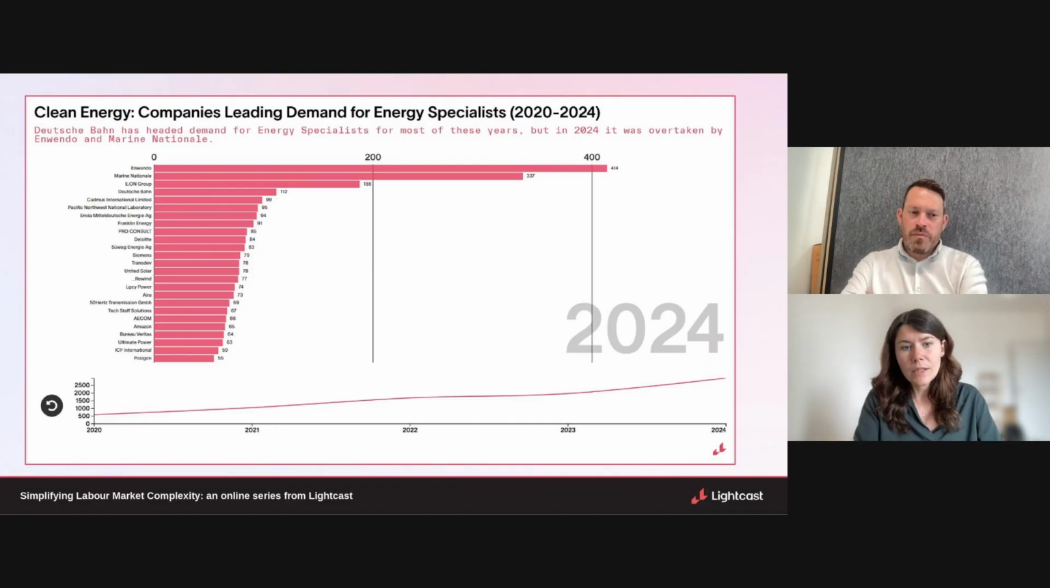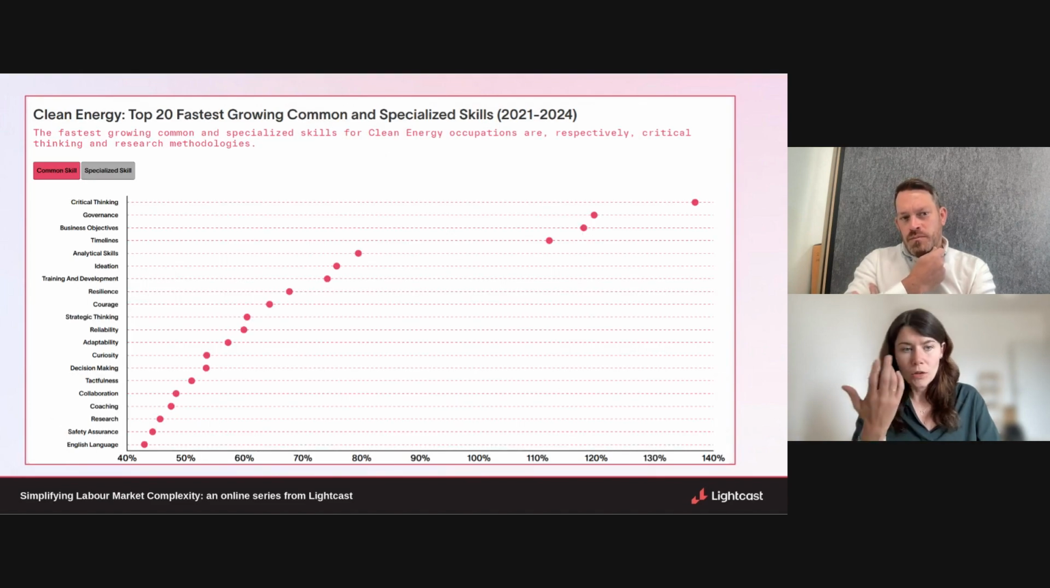And the line that we see underneath is the total number of job postings for energy specialists and how this has evolved over time. So here we see an increase in demand. And then lastly, again, going to the point that we were saying before, now that we have this type of information, the next step is: what are the skills that are needed in these roles? And here again, you see the fastest growing common skills for the roles related to clean energy.